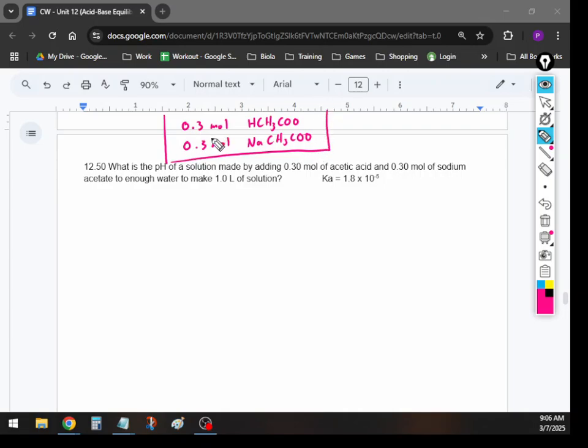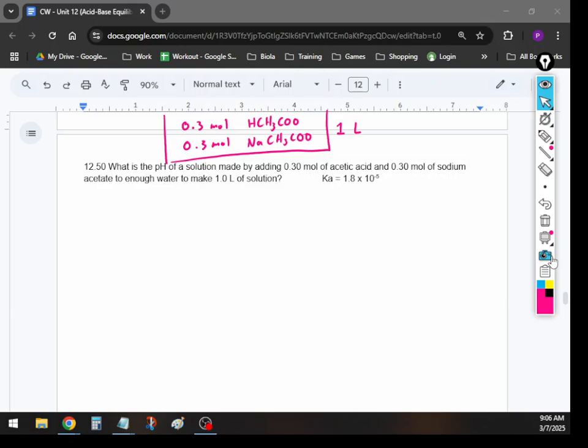Okay, so that's what the solution is made out of, and the solution's volume is 1 liter. Okay, so that's the situation. Everybody good with interpreting that? You got a solution, 0.3 moles of acetic acid, this is the formula, and you have 0.3 moles of sodium acetate. And it's basically asking you the pH.